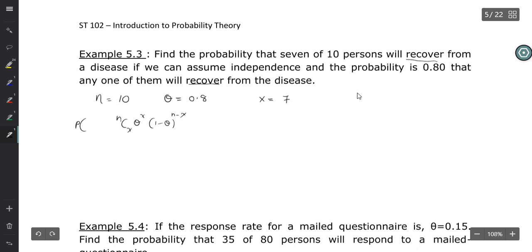If you apply the formula for probability x equals x, in our case it is the probability x equals 7, n is 10, x is 7, theta is 0.8 to the power 7, 1 minus 0.8, which is 0.2, to the power 3. So you can easily find this answer.